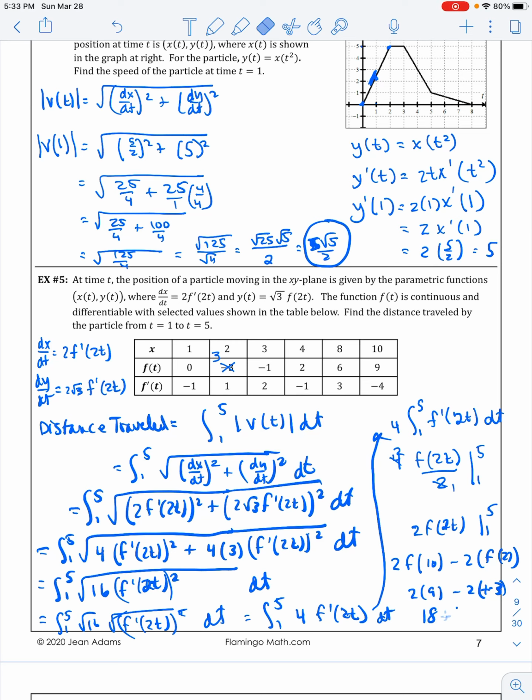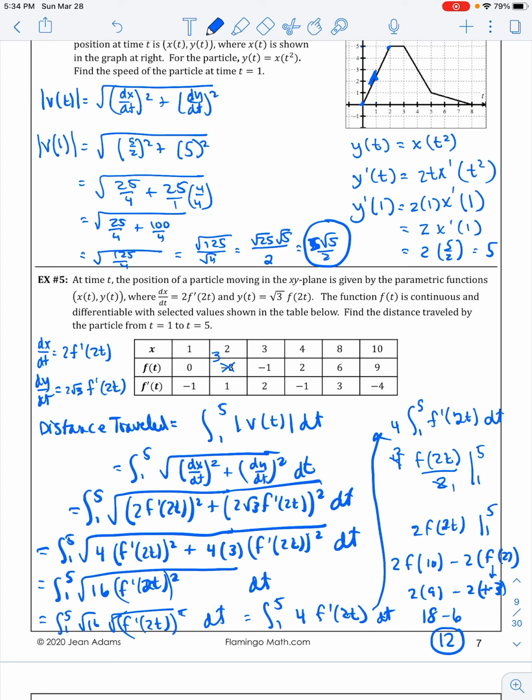So if this is a positive on your paper, then your answer is going to be 18 minus 6. But if for some reason that is a negative like mine was, it would be 18 plus 6. So, you know, it's just whatever that is. Whatever f of 2 is, you need to put it in right here and solve this, okay?